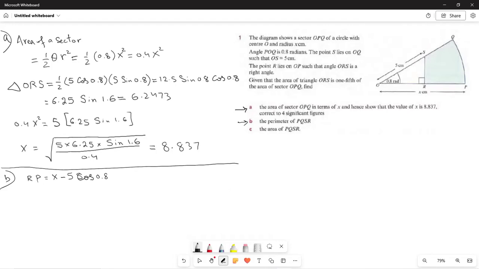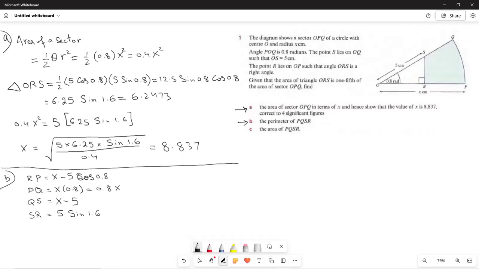Similarly, PQ. PQ is the arc length, and this is equal to r theta, and r is x and theta is 0.8, so this is going to be 0.8x. And then QS. QS is easiest. Its total length is x minus 5, right? And then SR. SR is the perpendicular distance, so this is equal to 5 times sine of 1.6.